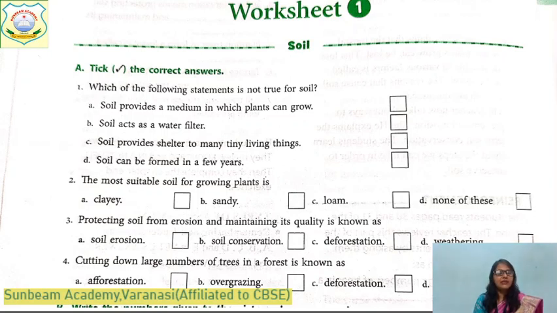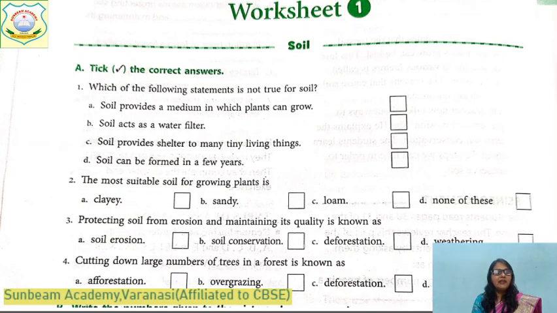Come to the second one. The most suitable soil for growing plant is clay, sandy, loam, none of these. Of course, loam. Loam is the most suitable soil for growing plants. Na? Why? Because it can hold both air and water.